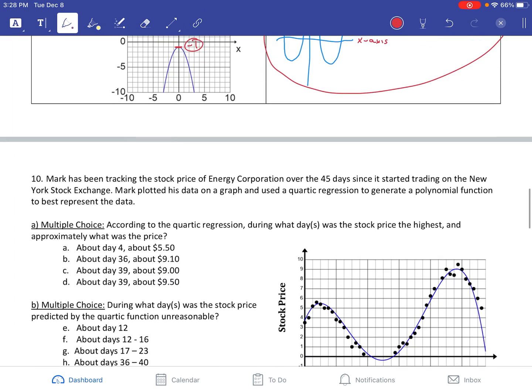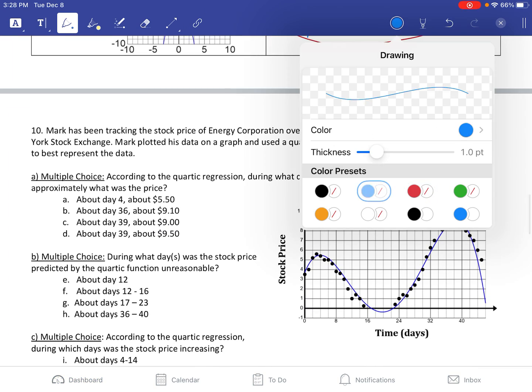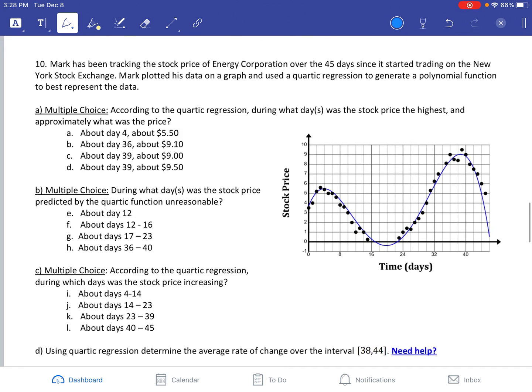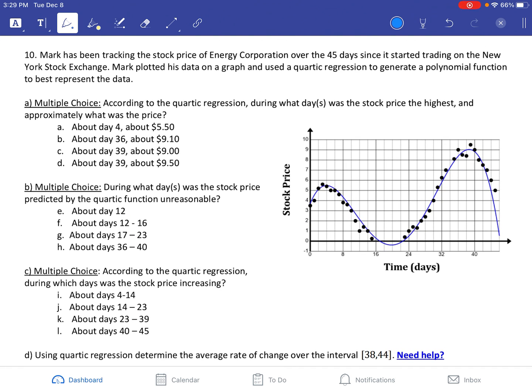All right, moving on. Okay, so we have this quartic regression line. Don't worry too much about the terms. That's just this line. This is the line that kind of fits the data that was found. Okay, we're going to answer some questions about it.